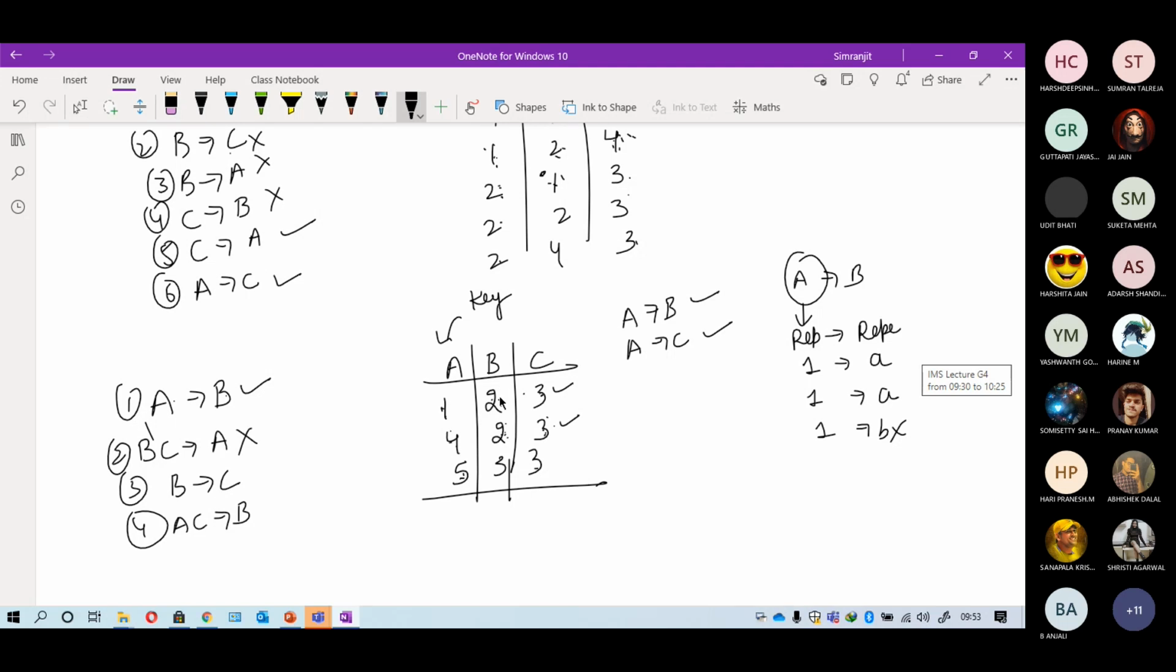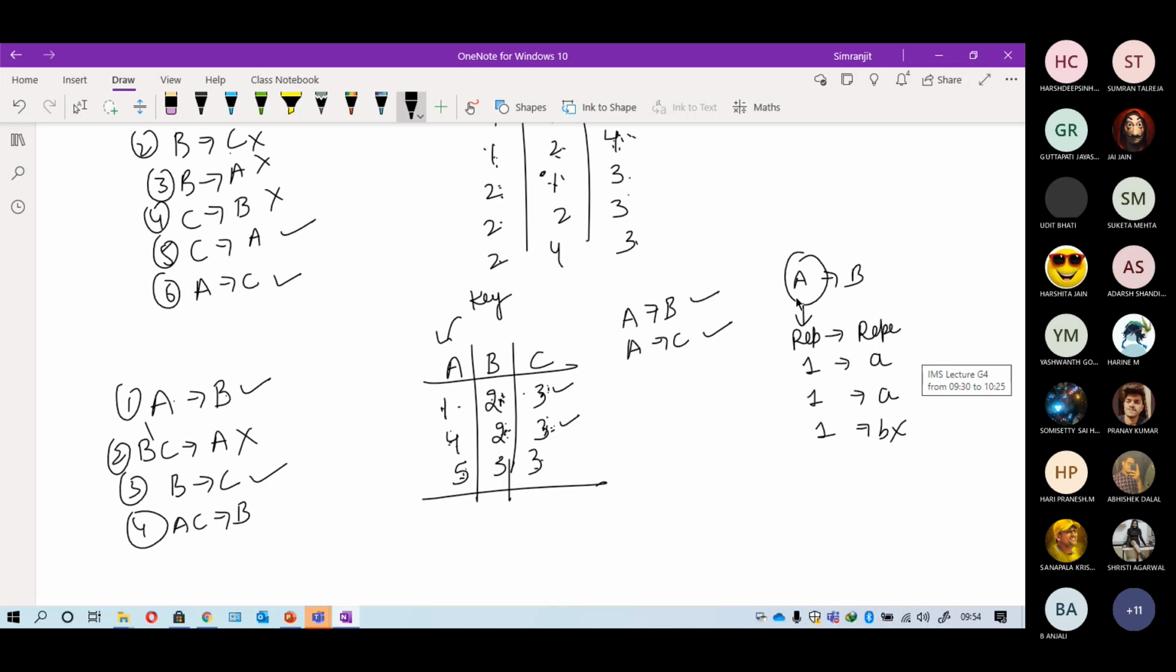So BC is not functionally dependent upon A. Similarly, B tends to C. B tends to C is 2 2, so this is repeating, the element on the right hand side should also be repeated. So 2 tends to 3, 2 tends to 3, there is the same element, you can say this is correct. Similarly, AC. Now AC here, 1 tends to 3, 4, 3, 5, 3. Anything is not repeating here, so there is no problem.